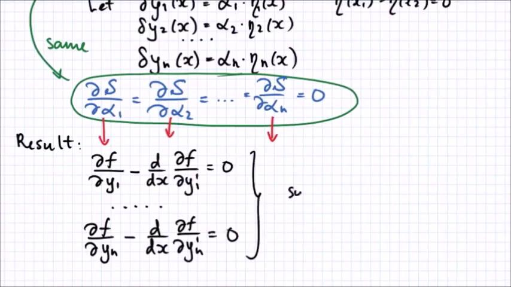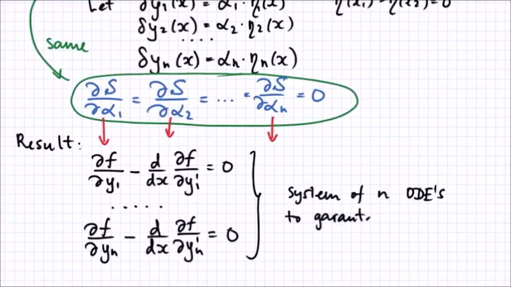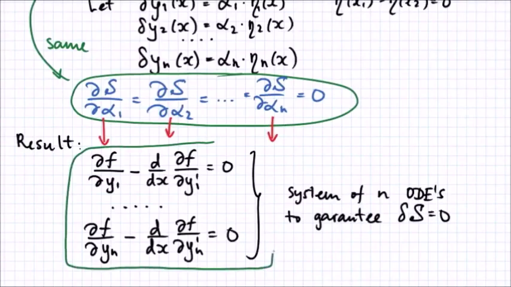So what we obtain is a system of n ordinary differential equations, the Euler-Lagrange equations, that will guarantee that the functional S is stationary. As we shall see, the system of n Euler-Lagrange equations will become important in mechanics when we need to describe motion with more than one degree of freedom.